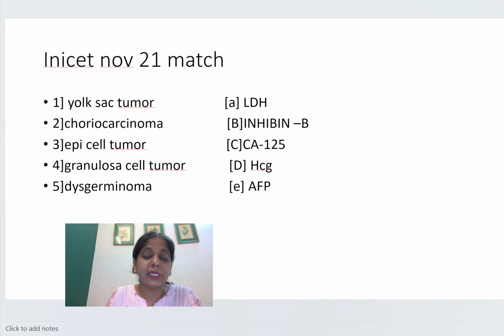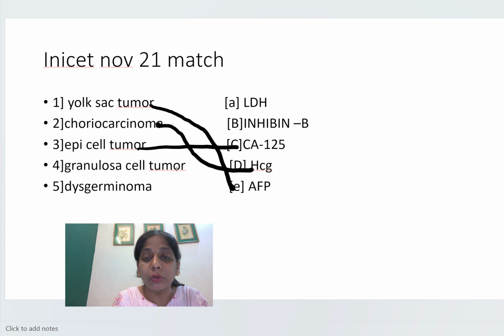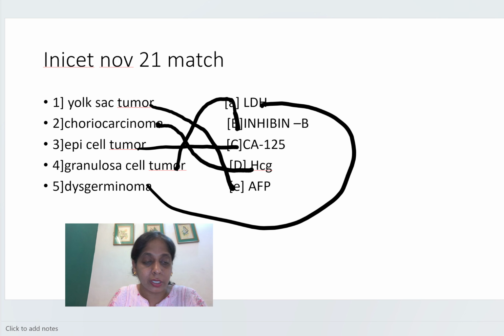Okay, now see, this was the question of INICET November 21: for yolk sac tumor, the marker is alpha fetoprotein. In choriocarcinoma or non-gestational trophoblastic disease, the tumor marker is HCG. For epithelial cell tumor, the tumor marker is CA125. For the granulosa cell tumor, it is the LDH, sorry, in the granulosa cell tumor it is inhibin B, and in the dysgerminoma it is LDH. Okay, so this is the match.